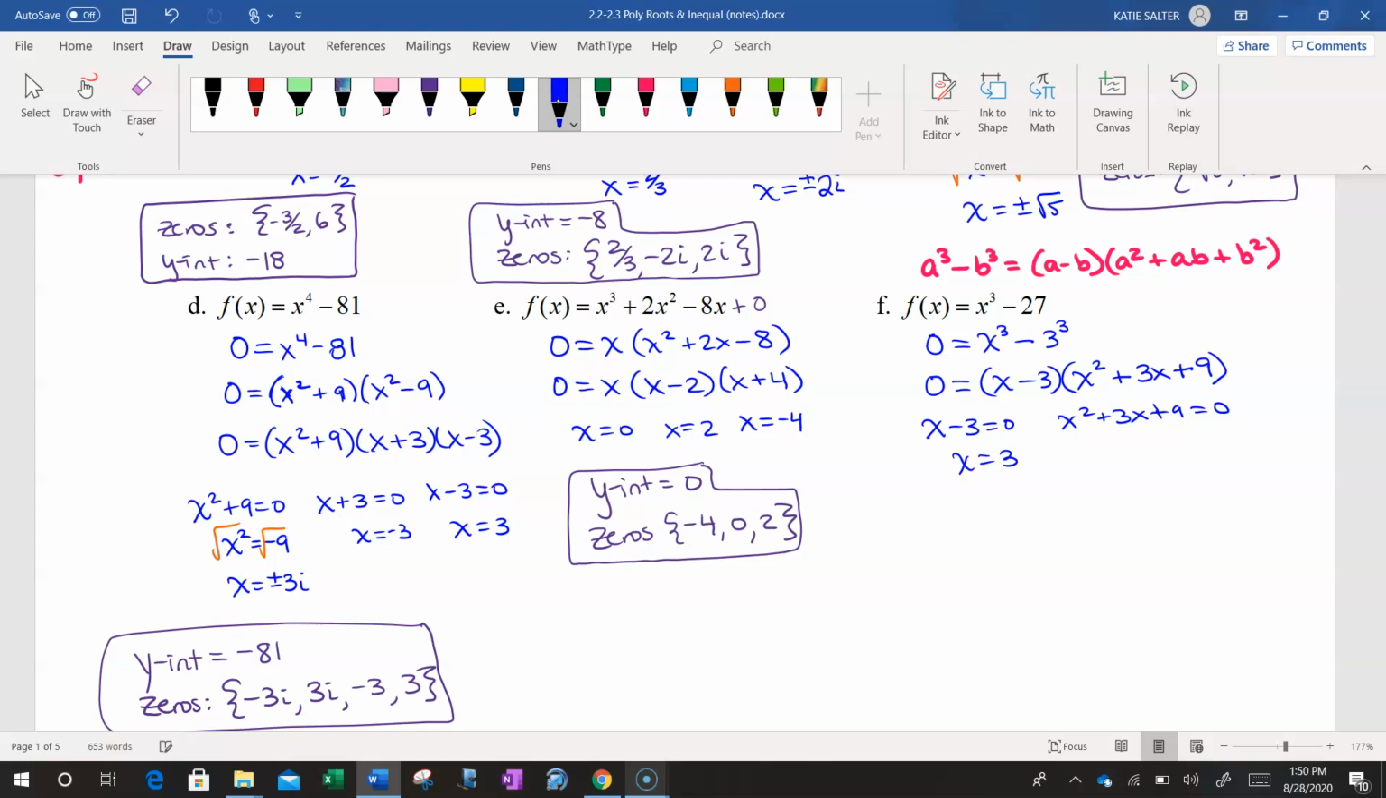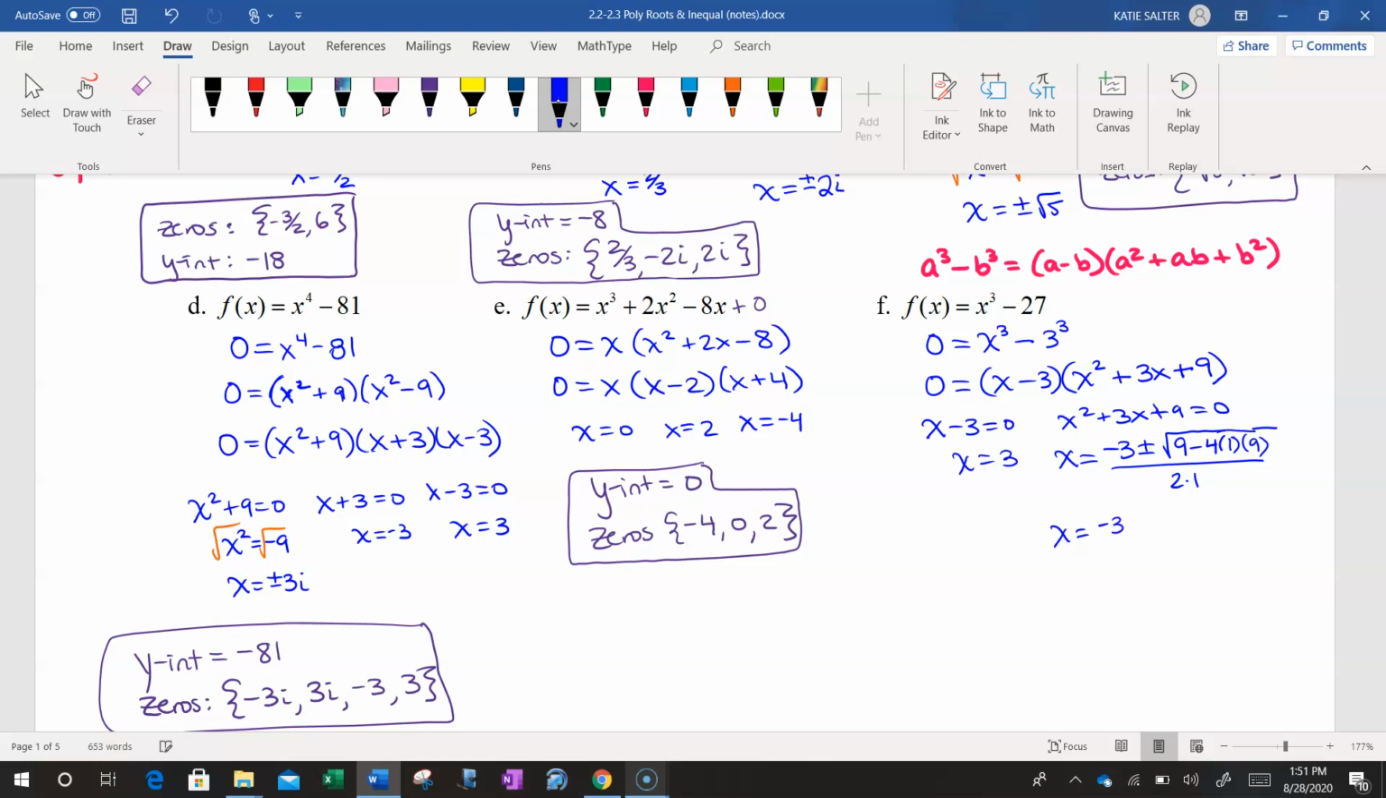So the first one's pretty easy. x equals 3. We got it. The second one, though, we're going to either have to complete the square or do the quadratic formula. And I have a feeling that most of y'all would probably pick the quadratic formula over completing the square. So we're going to say x equals the opposite of b, so that's negative 3, plus or minus the square root of b squared, so 3 squared is 9, minus 4 times a, which is 1, times c, which is 9, all over 2 times a, so that's 2 times 1.